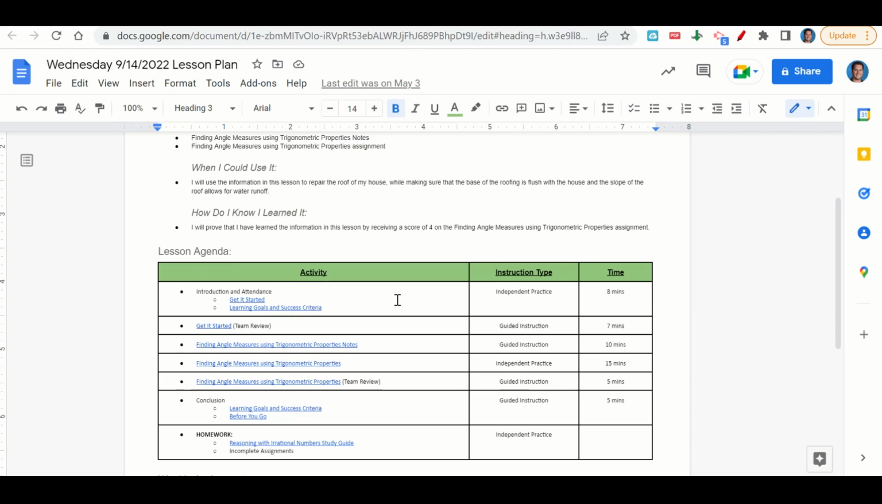Now let's take a look at our agenda for today. We will begin by going over our learning goals and success criteria. While we do that, you'll fill out your Get It Started. Once you've completed your Get It Started, we'll go over it together and answer any questions that you may have. After that, we'll go over the finding angle measures using trigonometric properties notes. Then I will give you time to complete the finding angle measures using trigonometric properties assignment. Once you've completed the assignment, we'll go over it together and answer any questions that you may have. At the end of class, we will go back over our learning goals and success criteria while you fill out your Before You Go. Your only homework for tonight is to continue working on the Reasoning with Irrational Numbers study guide and any incomplete assignments that you may have.